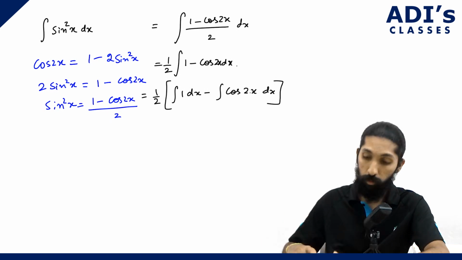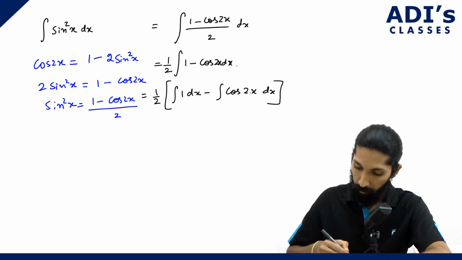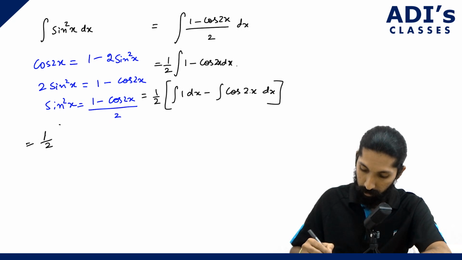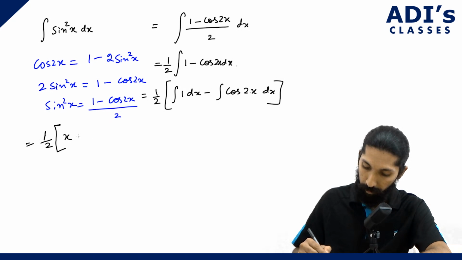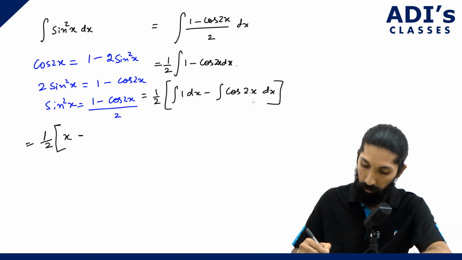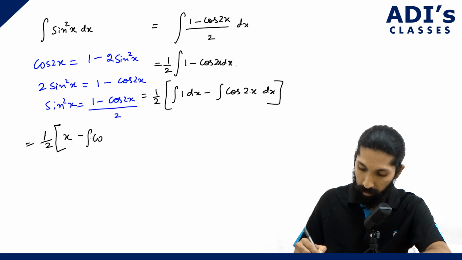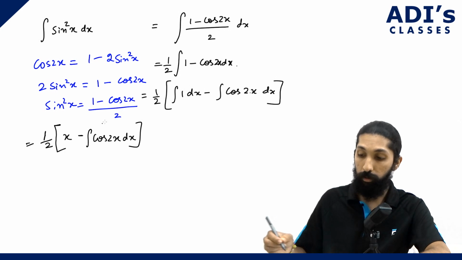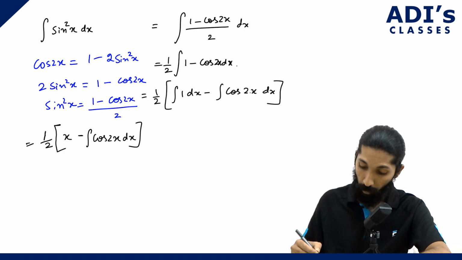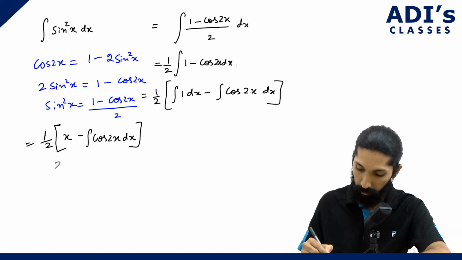Fine. That means this is going to become half times the whole thing, x minus cos 2x, right? Now I'll do one thing. I'll write the cos 2x as it is for now. Now we'll do the cos 2x part. That is, we are going to integrate cos 2x. For that, what do we do?